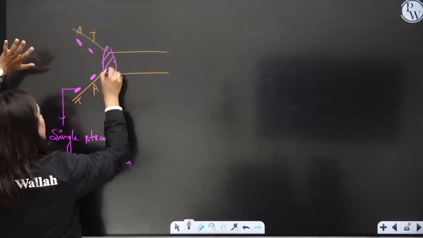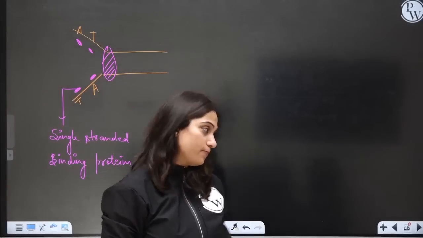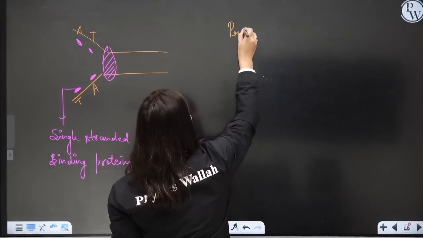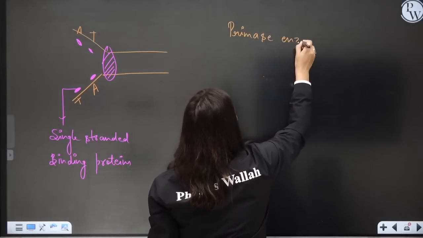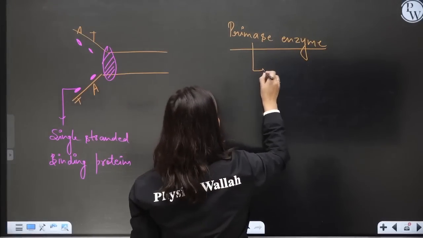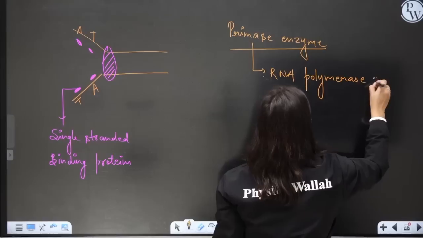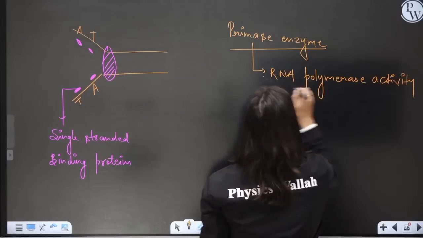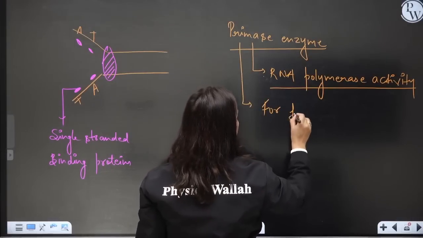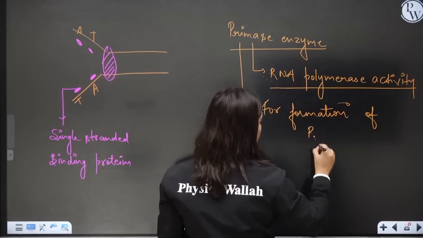This is the helicase enzyme. Now, who will come in the picture? Now, the primase enzyme will come in the picture. Now, let's discuss what primase enzyme does. What does primase do? Primase enzyme has RNA polymerase activity. And this enzyme is responsible for the formation of RNA primer.